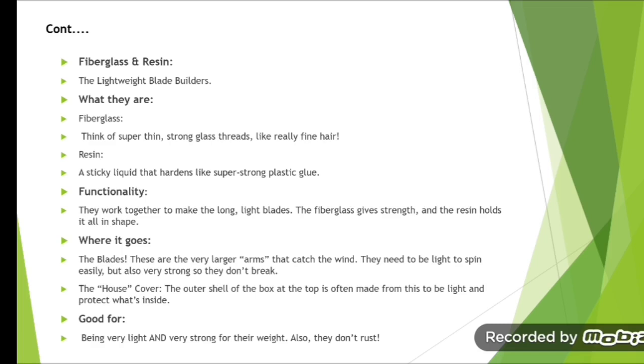Where it goes in the wind turbines: in the blades, these are the very large arms that catch the wind. They need to be light to spin easily, but also very strong so they don't break. And also in the housing cover of the wind turbines, the outer shell of the box at the top is often made from this to be light and protect what's inside. It is good for being very light and very strong for its weight. Also, it doesn't rust.